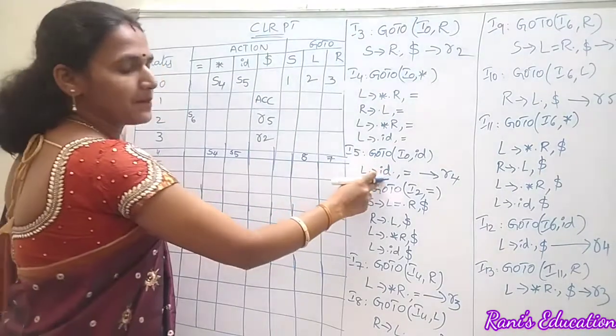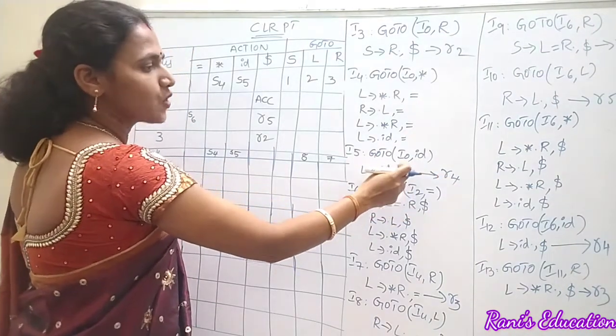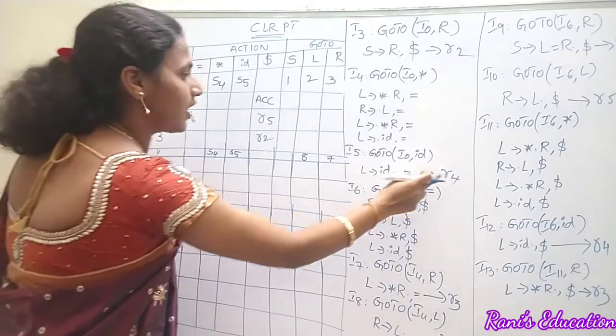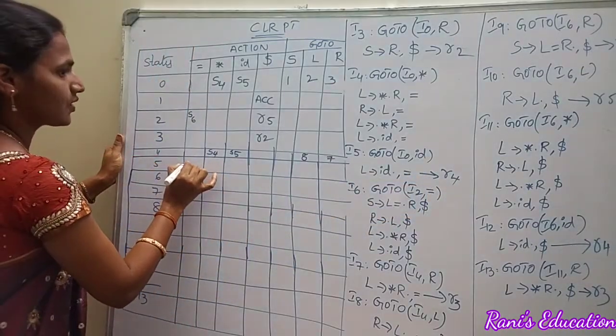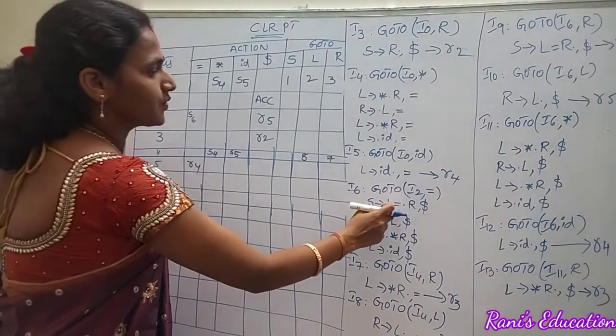The fifth item is a completed one, right? What is the reduction number? R4. What is the look ahead? Equal. So under equal, you are going to write the reduction number as R4 for the fifth item. Move on to the sixth item.